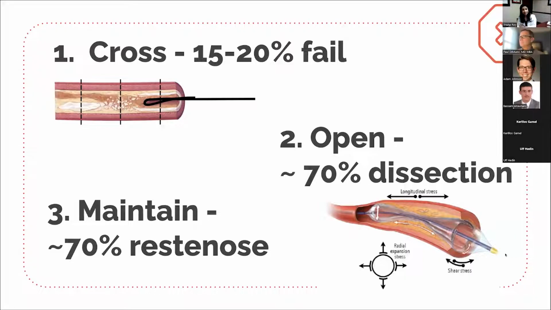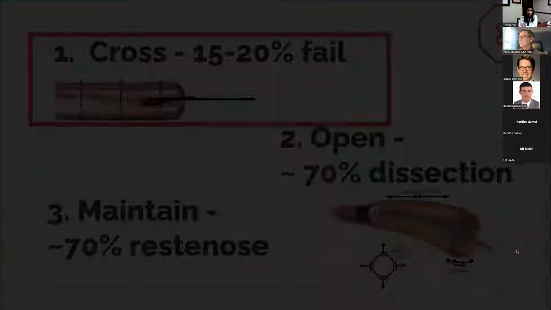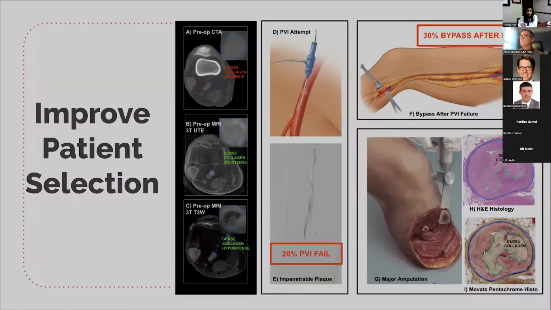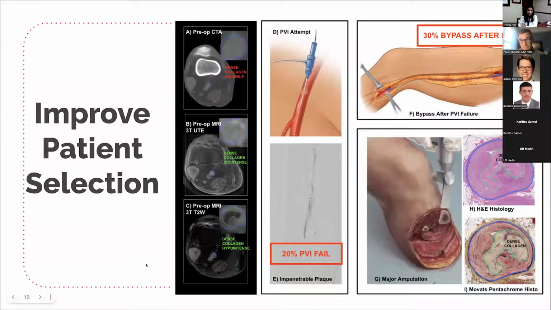So the three basic steps of any intervention: we cross, we open, and then we want to keep it open. So talking about crossing, I think that that's something that we focus on with our MRI techniques and developing ways of identifying who is going to be at high risk of endovascular failure. And this is just a perfect example of one. So this is one of my patients. We did a CTA ahead of time, significant occlusion in the adductor hiatus, but not at all calcified. You present it, everybody thinks, okay, this is going to be super soft, easy to get through, no problem.